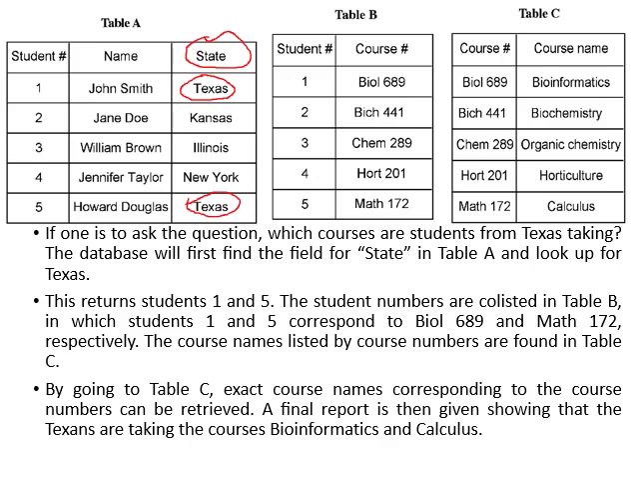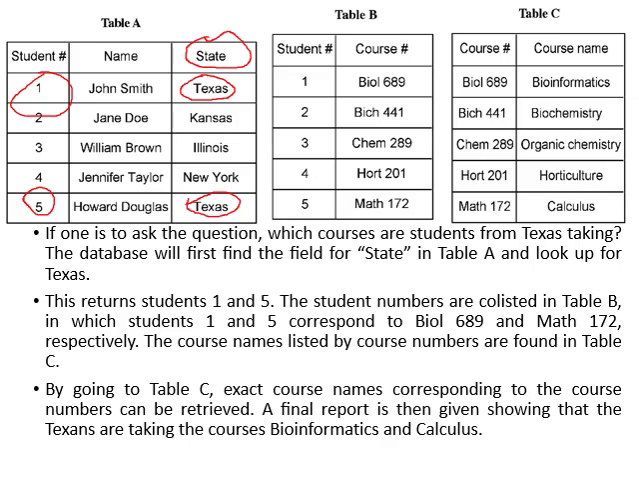They are from the state of Texas. Now the question which we ask the database is: which courses are students from Texas taking? So we ultimately want to find out the course name, which courses are being selected by the students from the Texas state. When you find in table A that student number 1 and student number 5 are from the state of Texas, this will return students 1 and 5 as a result.